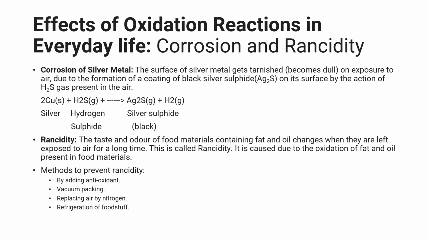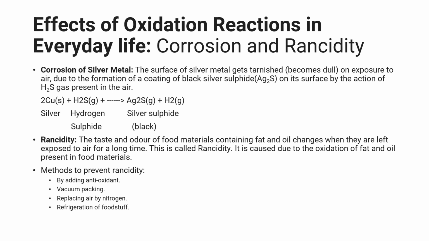Let's look at the corrosion of silver metal. The surface of silver metal gets tarnished or becomes dull on exposure to air due to the formation of a coating of black silver sulfide, that is Ag2S, on its surface by the action of H2S gas present in the air. Silver plus H2S in gaseous state gives Ag2S in solid state plus H2 in gaseous state. Silver and hydrogen sulfide gives silver sulfide, that is black in color.